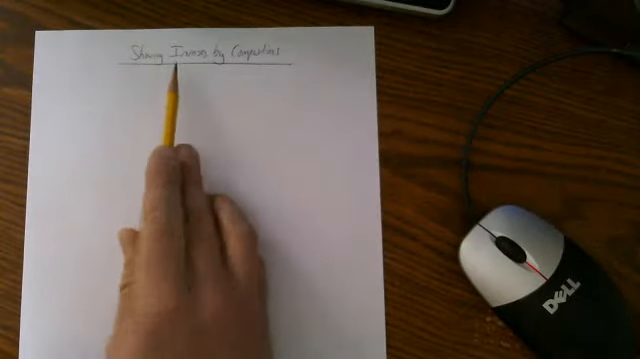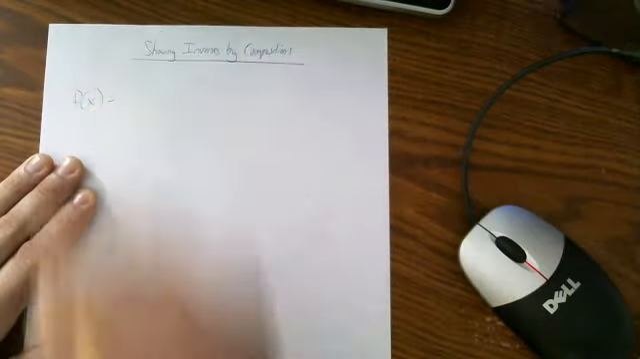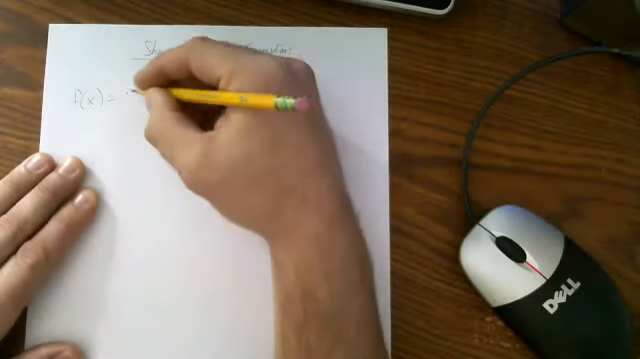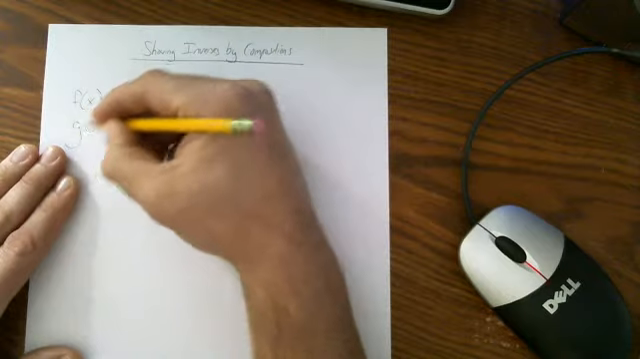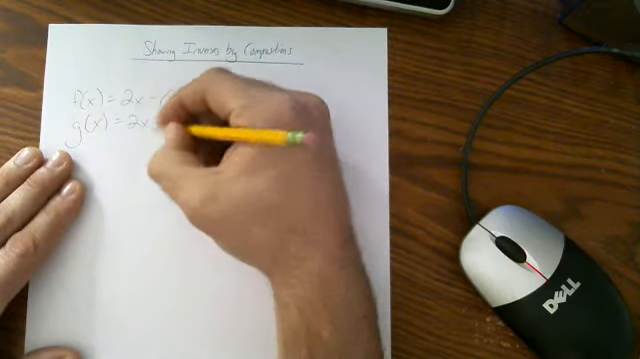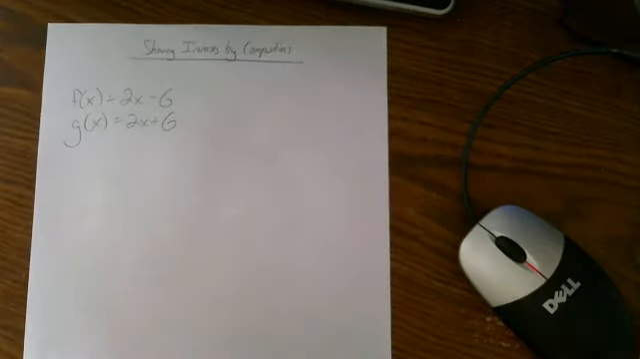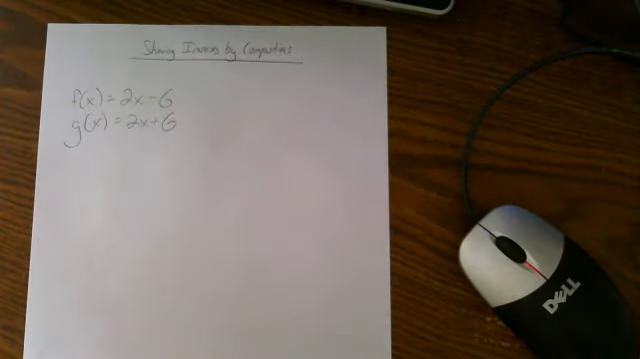So we're going to combine finding inverses and evaluating compositions of functions to show whether or not functions are inverses. So if we had a function f defined by 2x minus 6 and a function g defined by 2x plus 6, let's determine if f and g are inverses of each other.